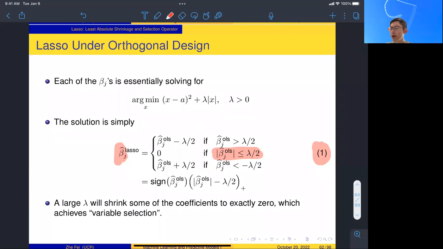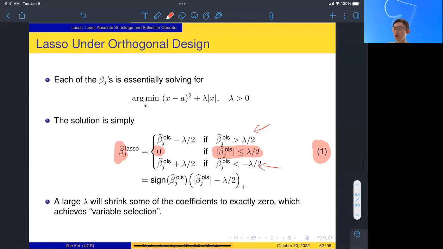And for beta hat j OLS that is larger, in the other cases, we see that the beta hat j lasso is essentially a shrinkage. It's shrunk towards 0, but it's not exactly 0. So this is how the lasso could distinguish between exactly the 0 solution versus a non-zero solution.